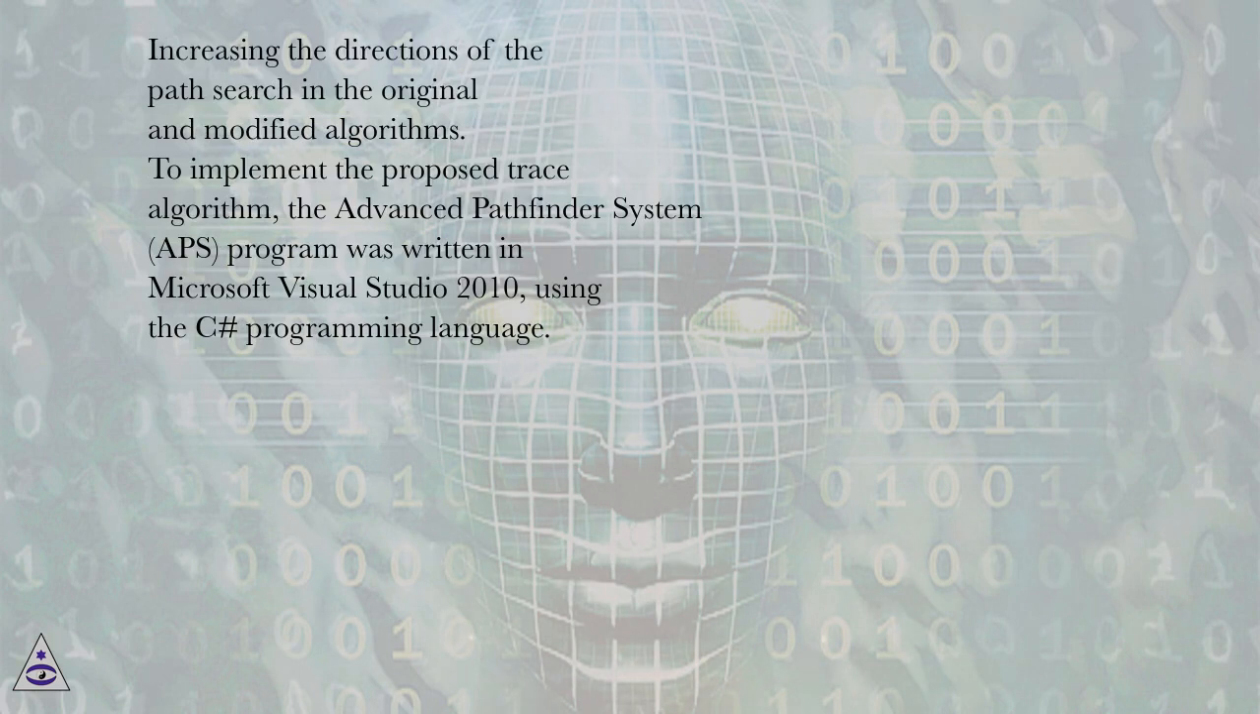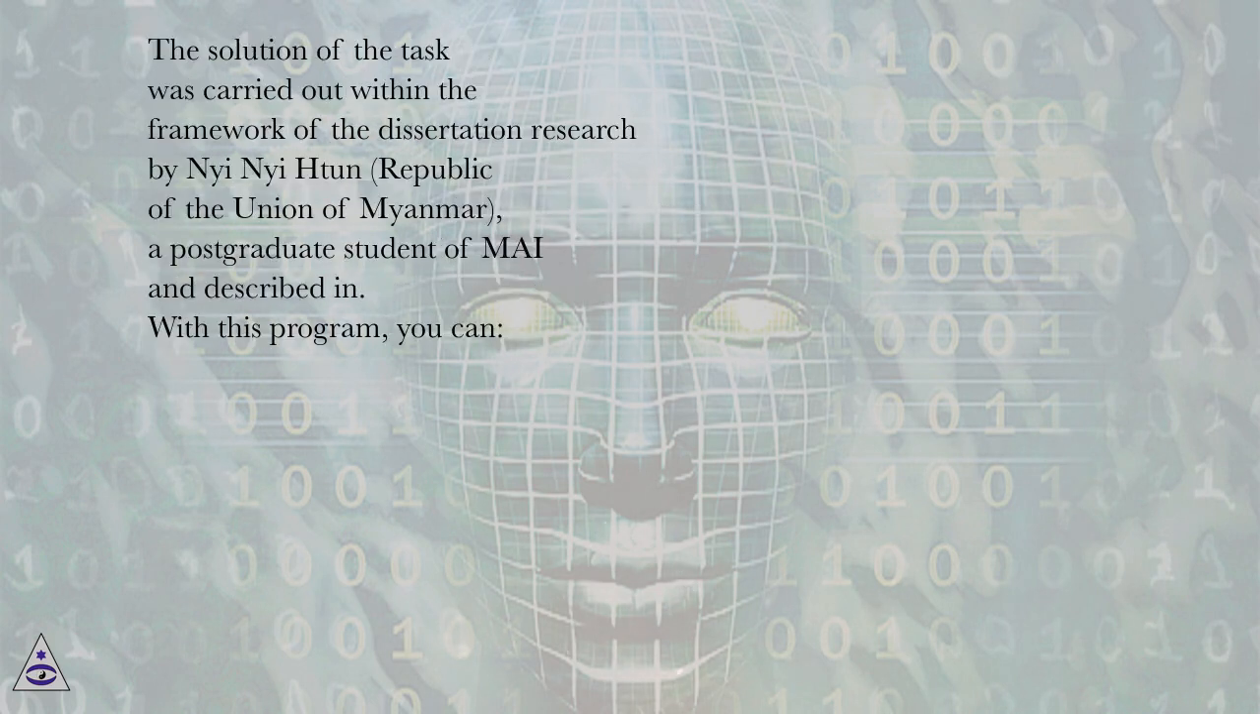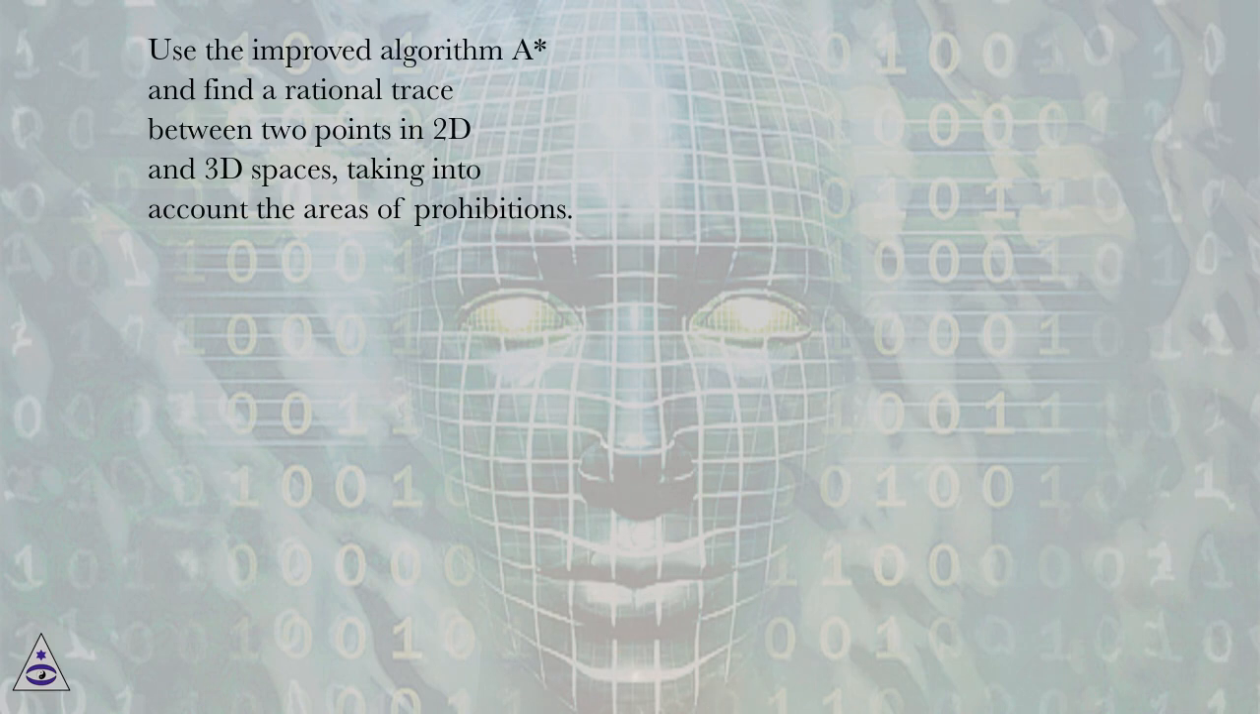To implement the proposed trace algorithm, the Advanced Pathfinder System, APS, program was written in Microsoft Visual Studio 2010, using the C# programming language. The solution of the task was carried out within the framework of the dissertation research by Nhi Toon, Republic of the Union of Myanmar, a postgraduate student of mine, described in. With this program, you can use the improved algorithm A* and find a rational trace between 2 points in 2D and 3D spaces, taking into account the areas of prohibitions.